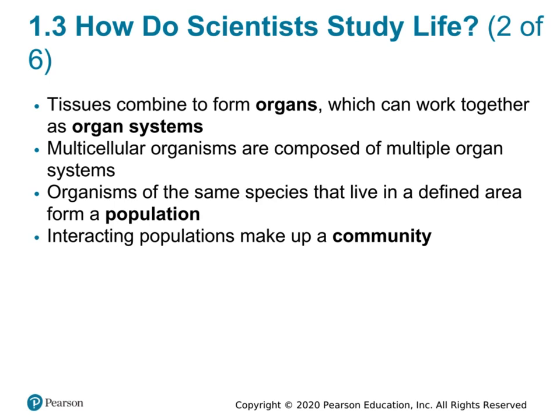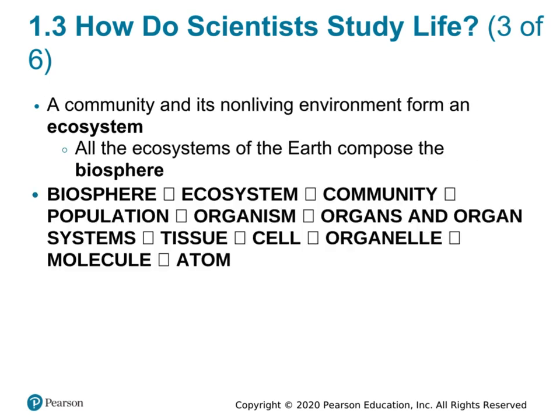Moving on from the organismal level, if we're looking at organisms of the same species living in a similar geographic area, you're looking at a population. And when populations interact, you're looking at a community. What about when those communities interact with their surrounding environment, with things like rocks and wind and other non living components? Well, then you're looking at an ecosystem. A community and its non living environment is an ecosystem. And all the ecosystems of the Earth compose the biosphere.